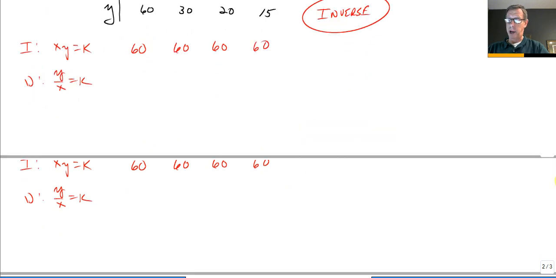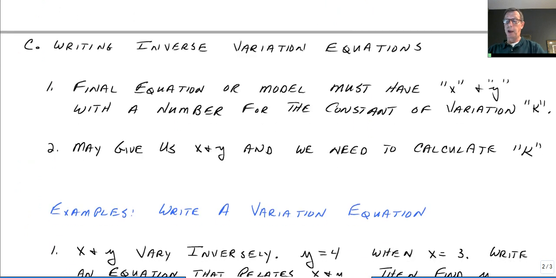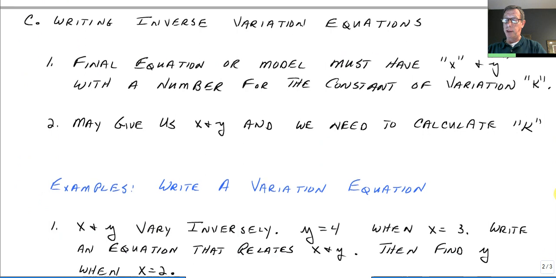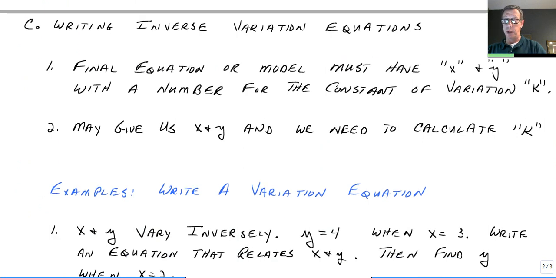Let's go to the next kind of problems. And now in these problems, they're going to give us some information, and we need to write the equation that models the relationship. And let's take a look at the first one. The final equation that we write in the model must contain the x and y variables, or the variables in my problem. We can't have numbers for those, and we do actually have to have a value of k. They may not give us that at the start, but we can calculate it out. So let's go ahead and try that.